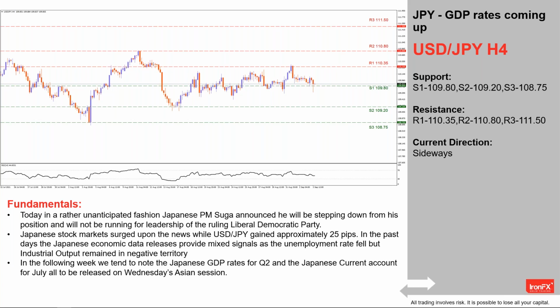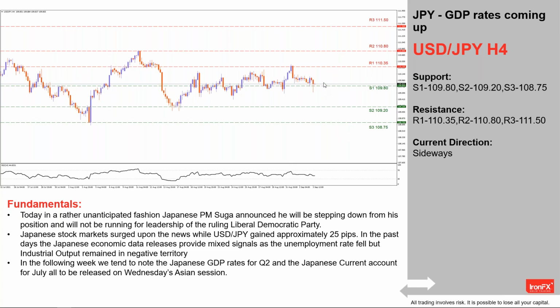In the past days, the Japanese economic data releases provided mixed signals as the unemployment rate fell, but industrial output remained in negative territory. In the following week, we tend to note the Japanese GDP rates for the second quarter and the Japanese current account for July, all to be released on Wednesday's Asian session.